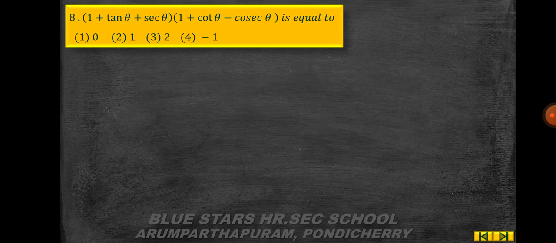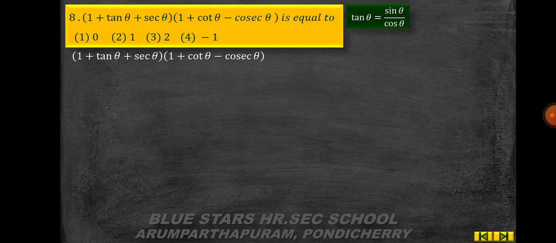Question number 8. 1 plus tan theta plus secant theta into 1 plus cot theta minus cosecant theta is equal to option 1 0, option 2 1, option 3 2, option 4 minus 1. 1 plus tan theta plus secant theta into 1 plus cot theta minus cosecant theta.